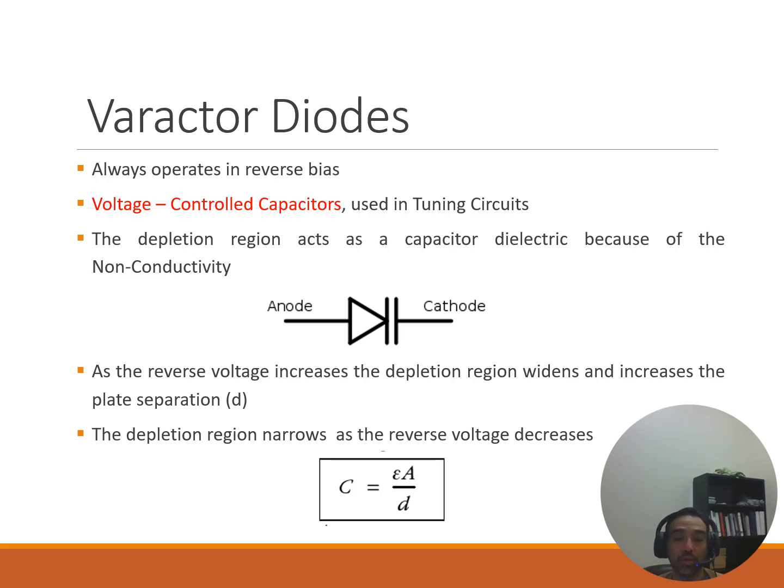And again, this becomes very useful for tuning circuits, where adjusting the voltage helps control things like radio signals. And it does a very good job of maintaining that constant level of depletion region, which is the capacitance that it's maintaining. Hopefully that made sense.